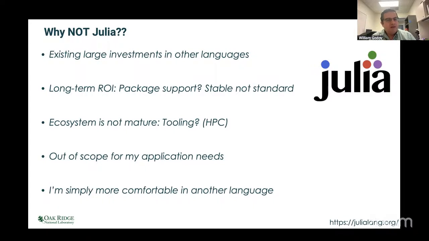Some people have asked, is Julia standard? I would say for practical purposes, it is, but technically it's not. You don't have a standard committee, right? You only have one implementation of Julia.